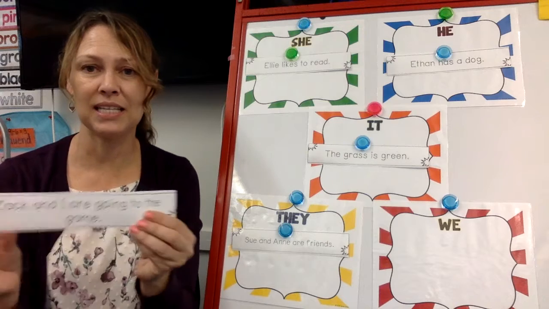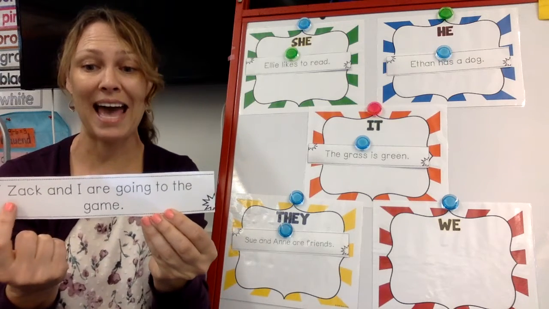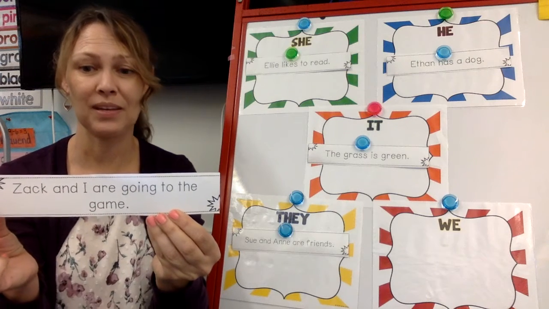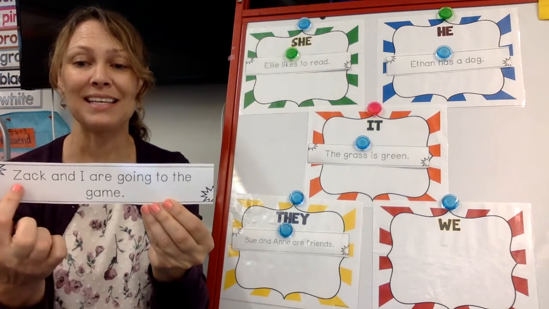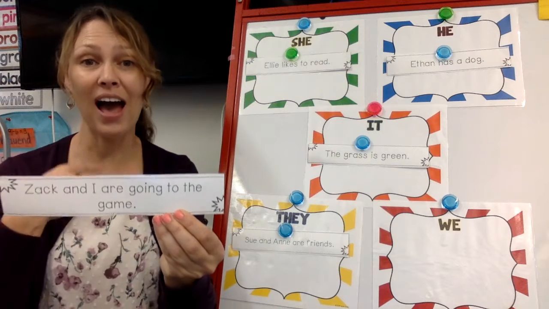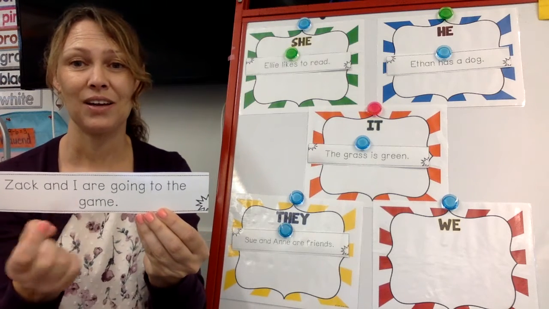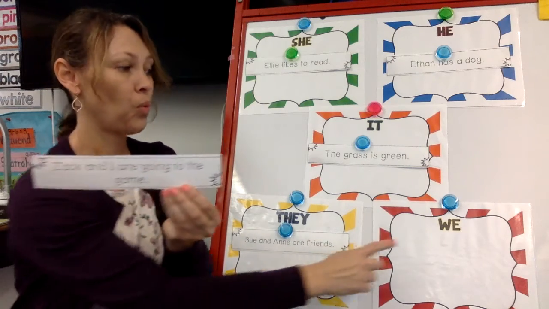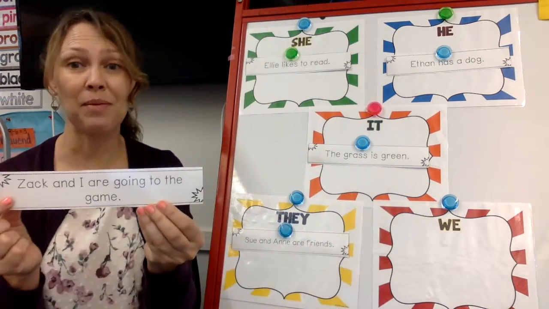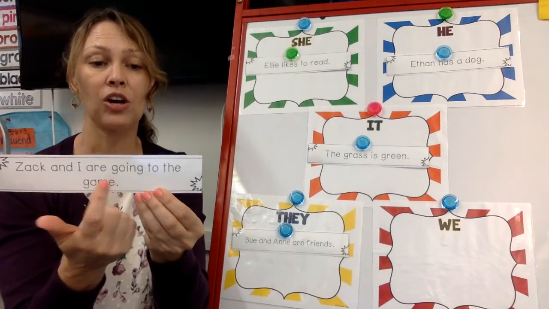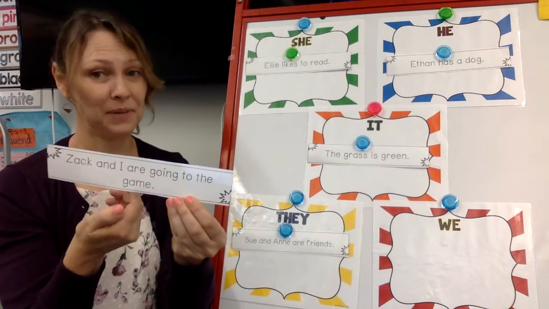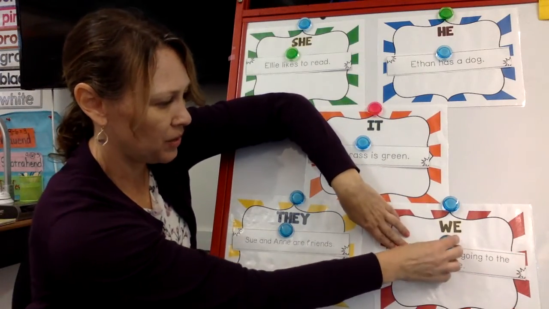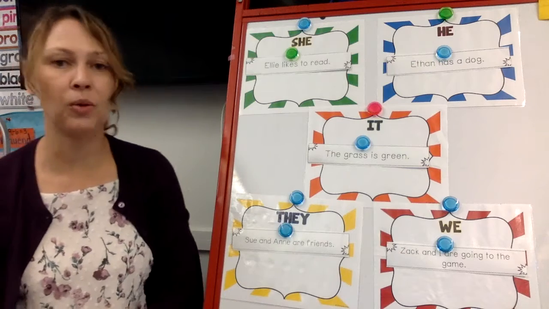Our next one says, Zach and I are going to the game. So I want to replace Zach and I. Now, I am in this sentence. So the appropriate pronoun here would be we. Let's see if that makes sense. We are going to the game. Yep. So I'm going to put that sentence underneath the pronoun we. We are going to the game.